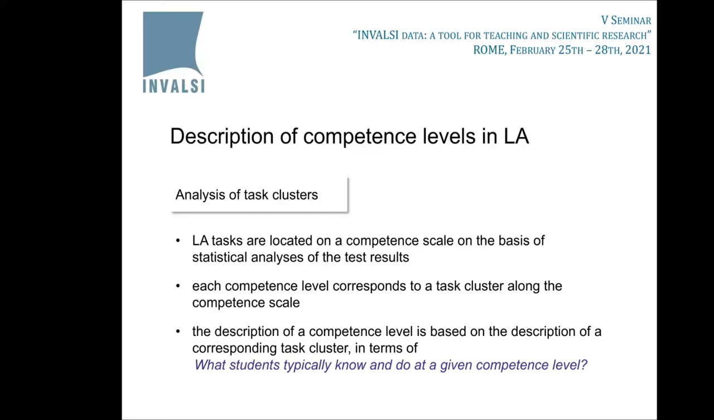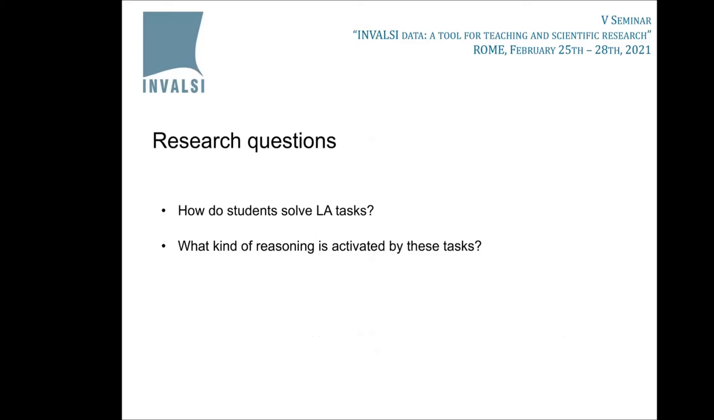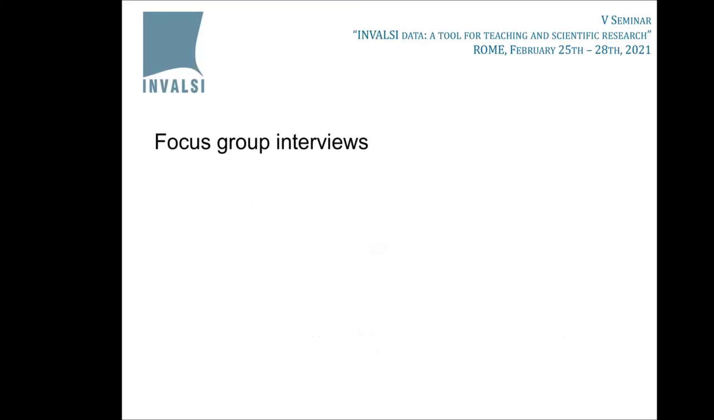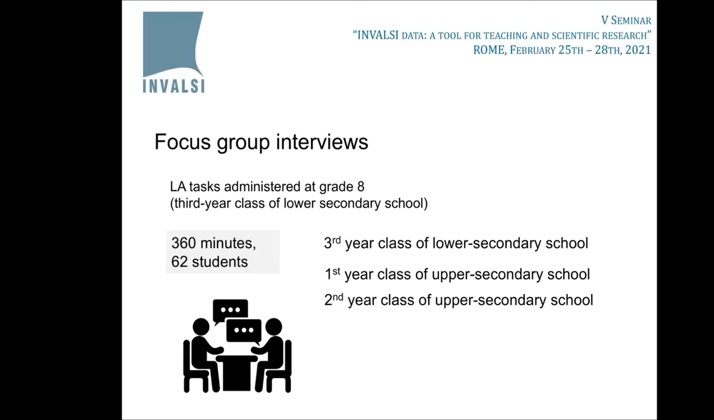And therefore, the research questions leading my qualitative research were the following. How do students solve language awareness tasks? What kind of reasoning is activated by these tasks? And to what extent are the descriptors of competence levels observable in students' reasoning? This is why I decided to do a qualitative research by conducting focus group interviews based on language awareness tasks administered at grade 8, that is the third year class of lower secondary school. Altogether, I interviewed 62 students, and I have 360 minutes of interview data conducted in three different classes: third year of lower secondary school, and then the first and second year class of upper secondary school.